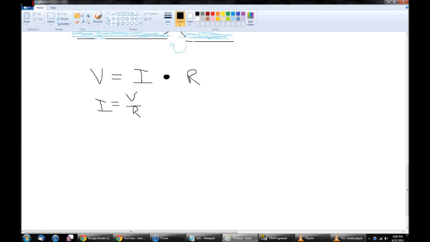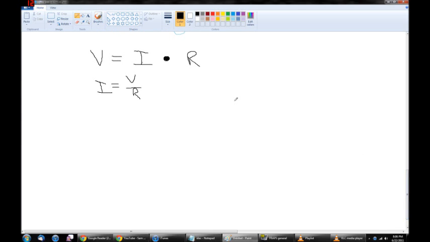And a guy named Gustav Kirchhoff expanded on Ohm's Law, and he has some really cool laws that we're going to look into, but a very important one that we should talk about is how to solve for power. So power is simply the square of current times resistance, or you could substitute in this I to get that power is equal to voltage times current.